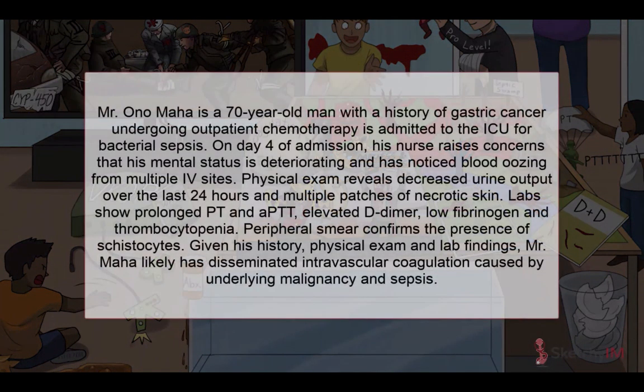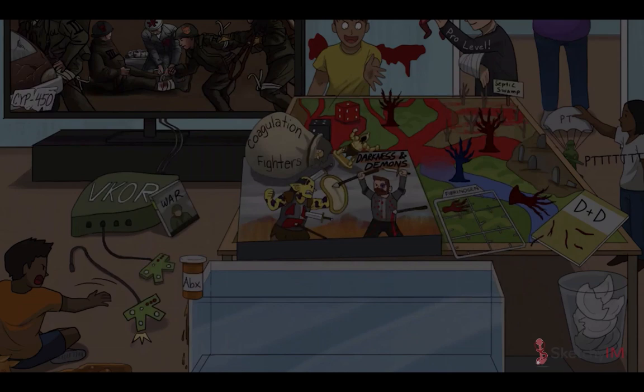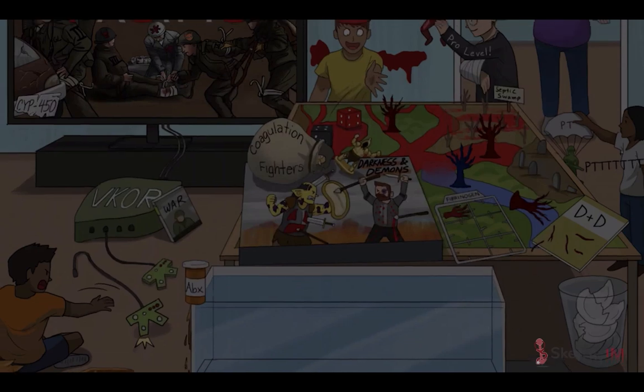Mr. Onomaha, a 70-year-old man with a history of gastric cancer undergoing outpatient chemotherapy, is admitted to the ICU for bacterial sepsis. On day 4 of his admission, his nurse raises concerns that his mental status is deteriorating and has noticed blood oozing from multiple IV sites. Physical exam reveals decreased urine output over the last 24 hours and multiple patches of necrotic skin. Labs show prolonged PT and APTT, elevated D-dimer, low fibrinogen, and thrombocytopenia. Peripheral smear confirms the presence of schistocytes. Given his history, physical exam, and lab findings, Mr. Onomaha likely has disseminated intravascular coagulation caused by underlying malignancy and sepsis.